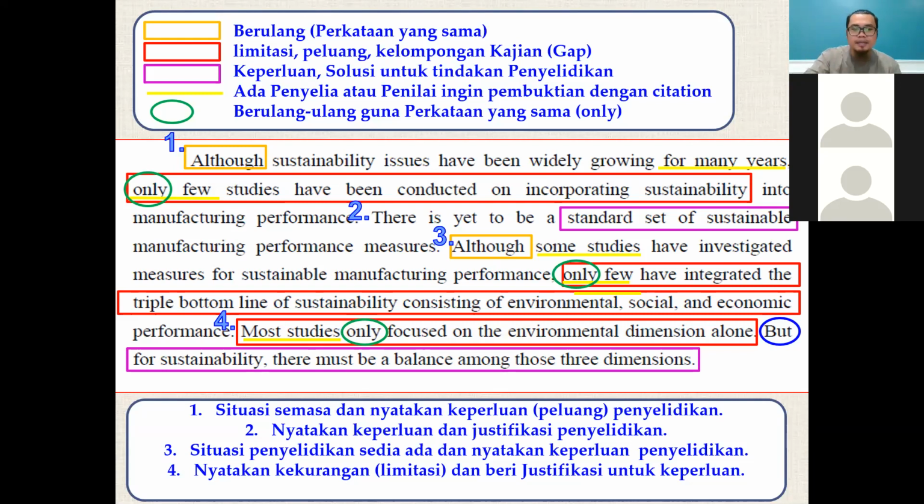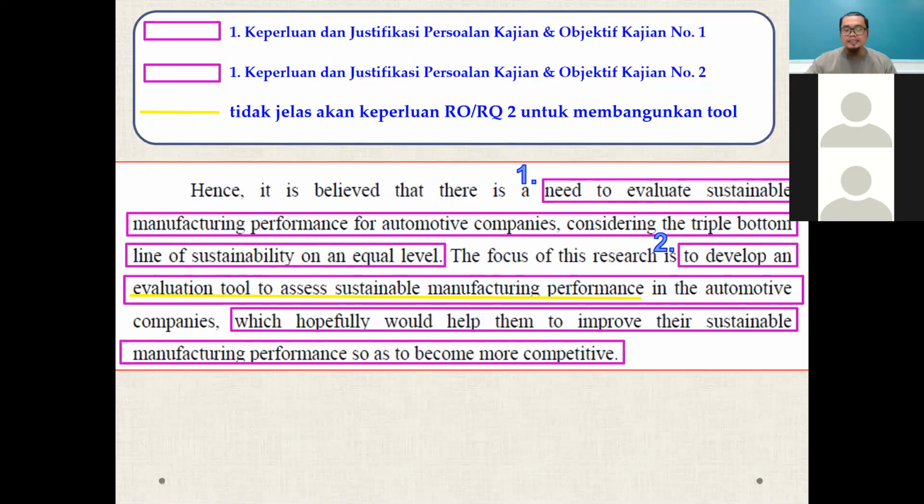Although some studies have investigated measures of sustainable manufacturing performance, only a few have integrated the triple bottom line. Very few researchers, very rare. Most studies only focus on the environmental dimension alone, not as a triple bottom line. Hence, it is believed that there is a need to evaluate sustainable manufacturing performance for automotive companies, considering the triple bottom line for sustainability on an equal level.